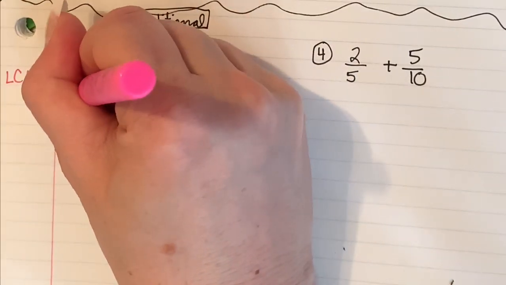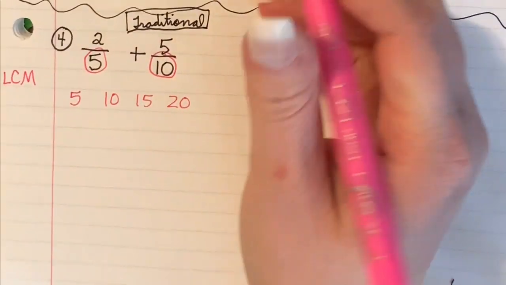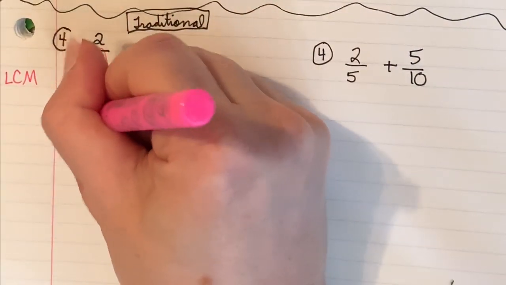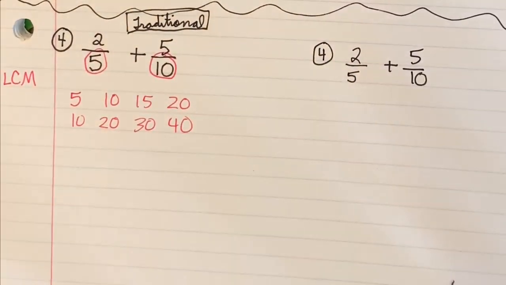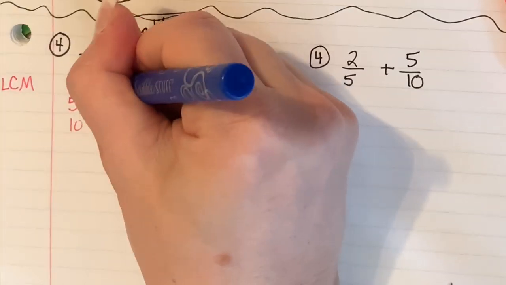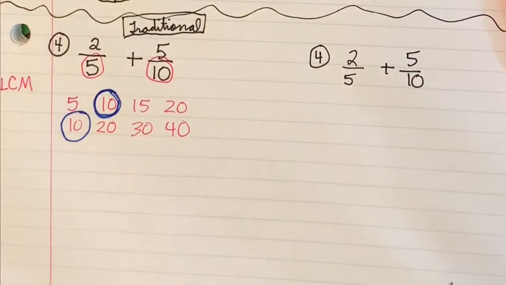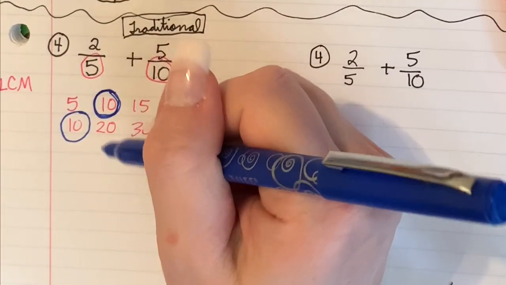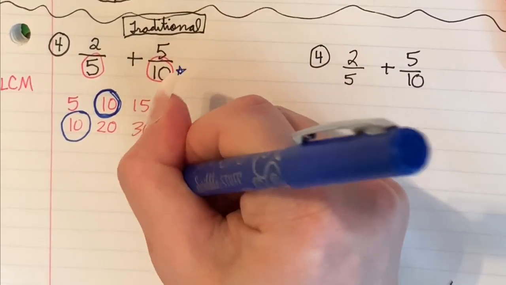So 5, 10, 15, 20. That's good enough. 10, 20, 30, 40. All right, that's good enough. And you see that both of these have a 10. Their least common multiple is 10. So both the denominators need to be a 10. This one's already a 10, so let me go ahead and bring this down here.